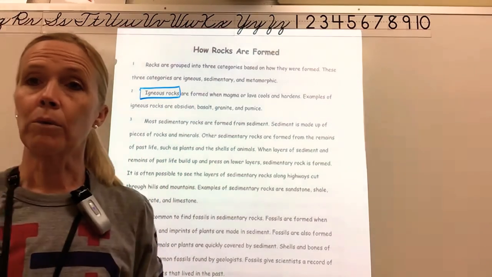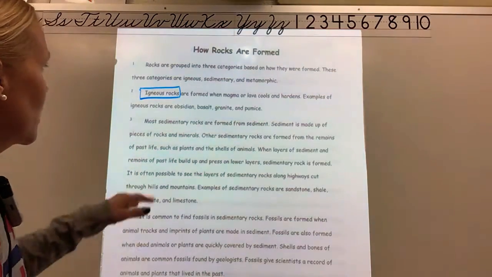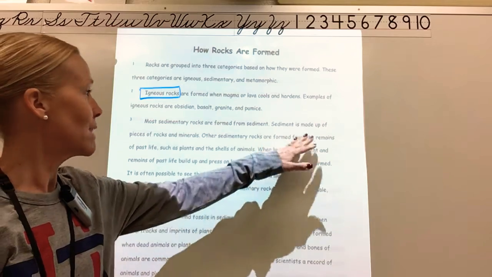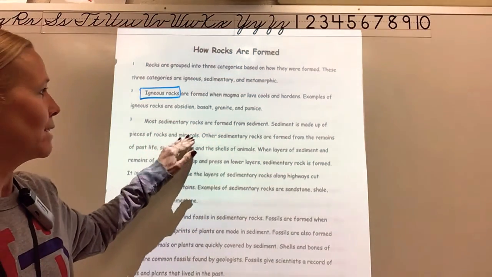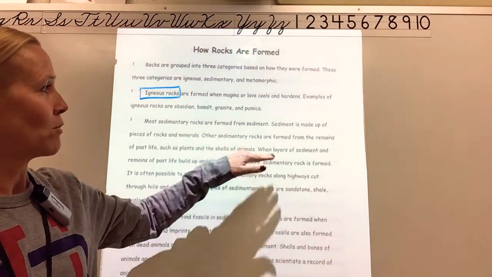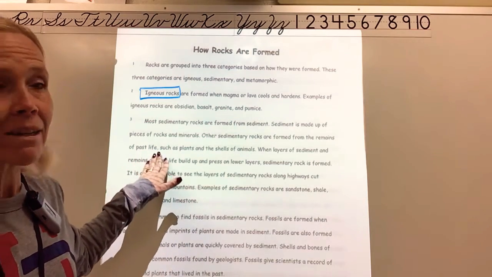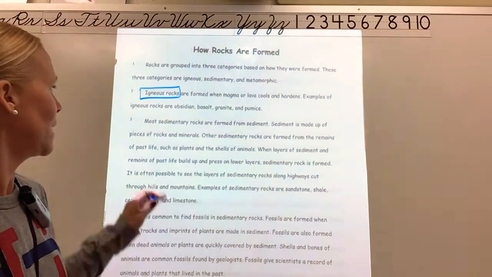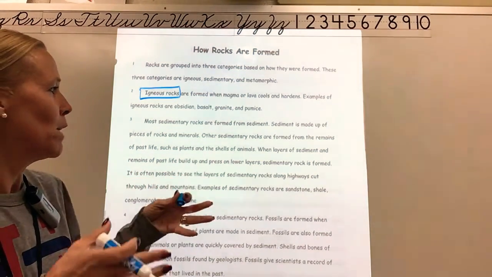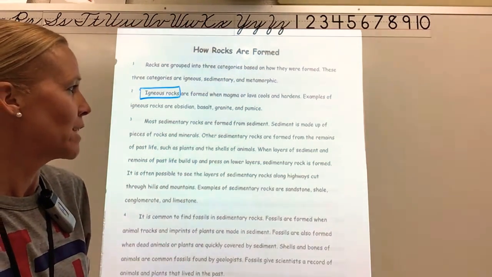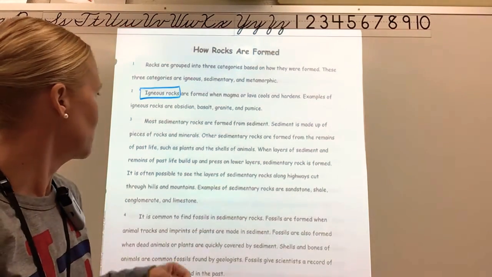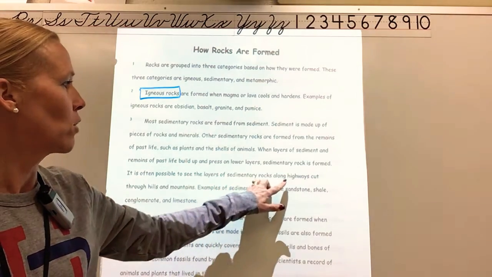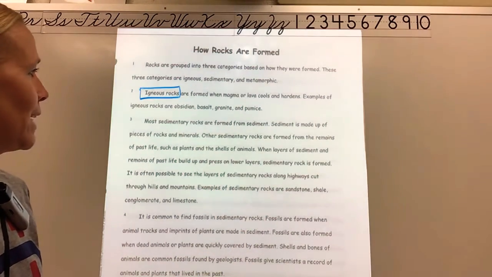The next type of rock that we're looking at is sedimentary rock. It says most sedimentary rocks are formed from sediment. Sediment is made up of pieces of rocks and minerals. Other sedimentary rocks are formed from the remains of past life, such as plants and the shells of animals. When layers of sediment and remains of past life build up and press on lower layers, sedimentary rock is formed. It is often possible to see the layers of sedimentary rocks along highways cut through hills and mountains.